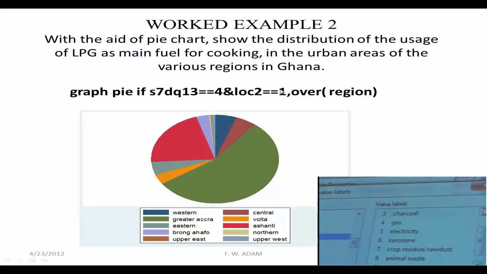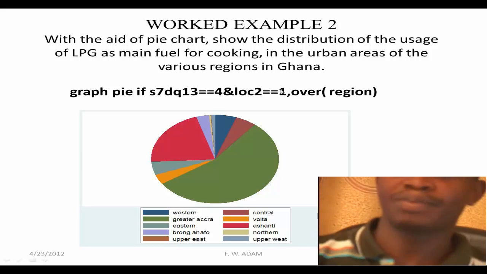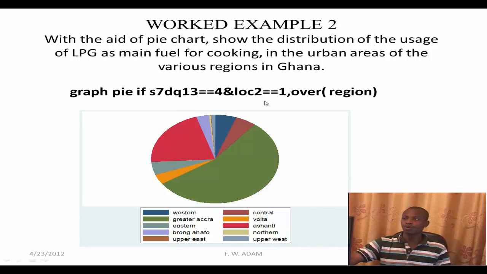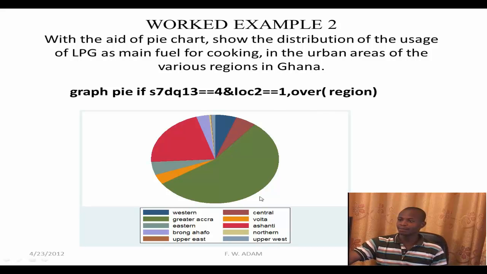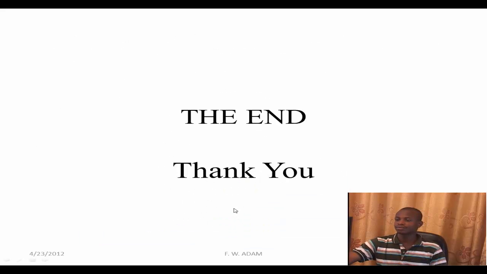So we type at the command prompt graph pie if S7DQ13 is equal to 4 and log 2 is equal to 1, and we are doing this over region, and if you type that, you should have the pie charts as you see on this graph.